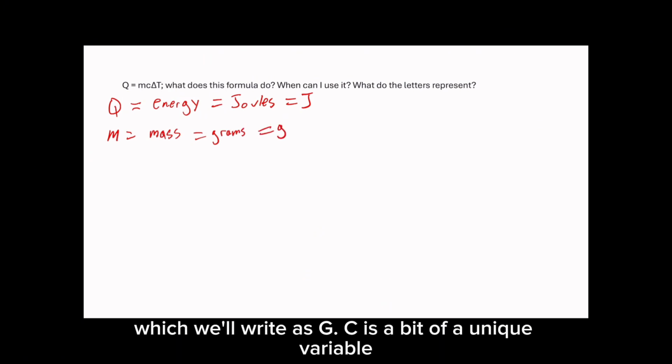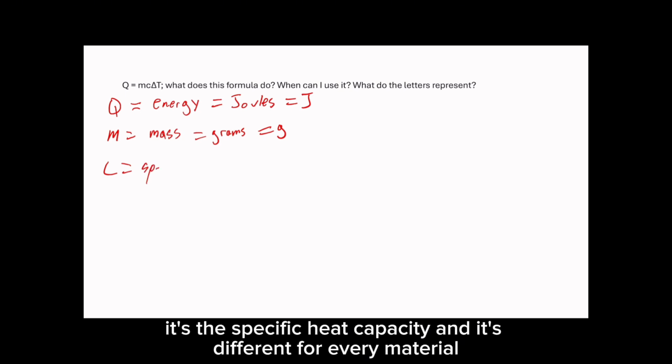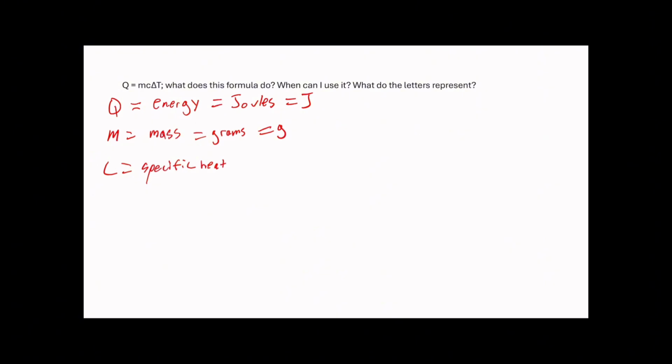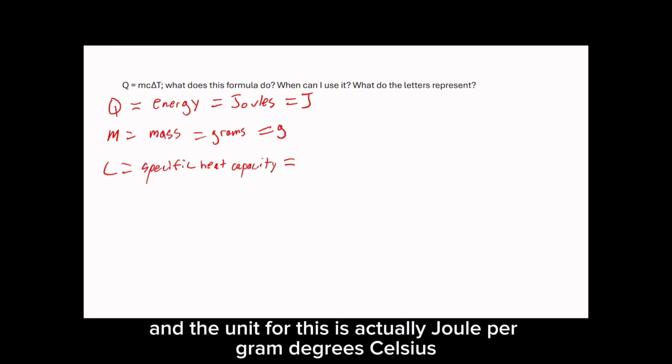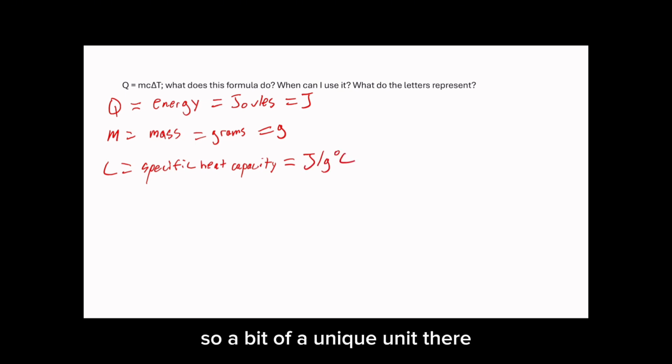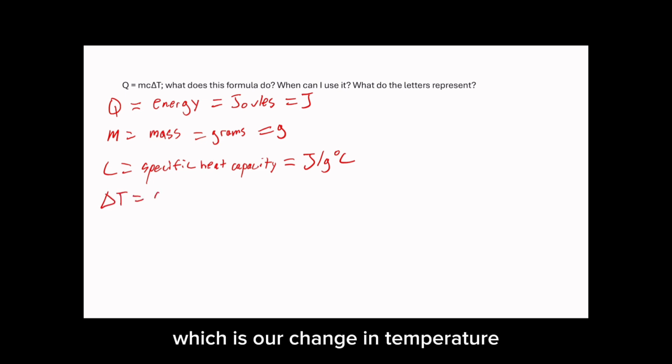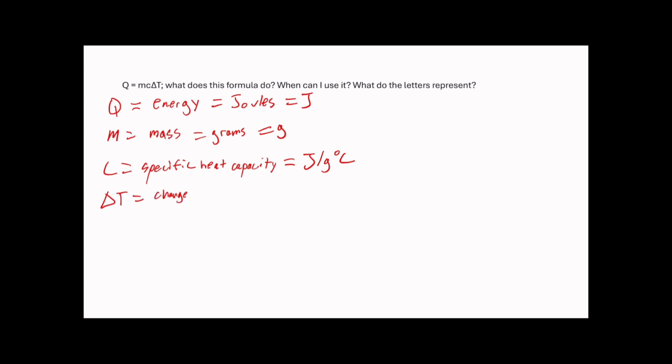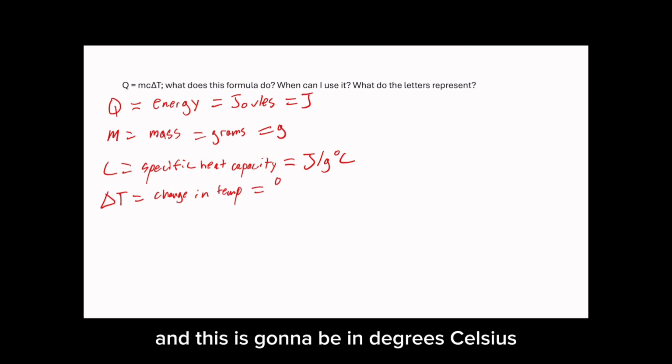C is a bit of a unique variable. It's the specific heat capacity, and it's different for every material. The unit for this is actually joule per gram degrees Celsius. So a bit of a unique unit there. And then at the end we have our delta T, which is our change in temperature, and this is going to be in degrees Celsius.